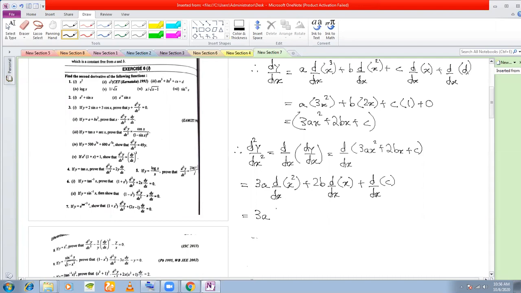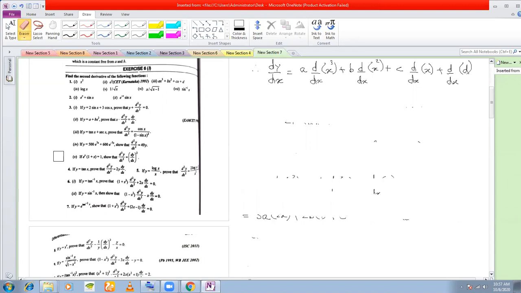3a and d/dx of x square is 2x. d/dx of x is 1 and d/dx of c is 0. So you get 6ax plus 2b. Can take 2 common. You get 2(3ax plus b). Clear? d2y/dx2, this is the second order derivative. Let us work out the next one. This was an algebraic function. Let us try to work out a logarithmic function.